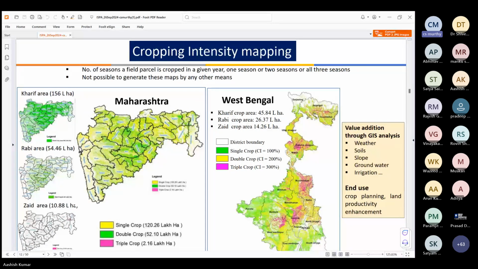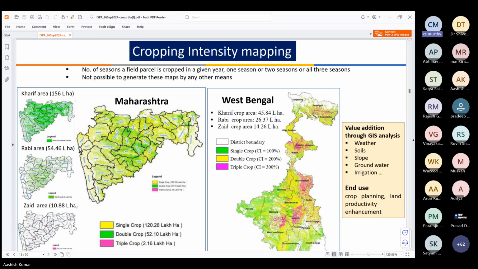So currently our national cropping intensity average is around 140%, whereas in some of the states the cropping intensity is very high. Here, what you are seeing is two states, where Maharashtra cropping intensity is almost on par with the national average of around 138 or 140, and West Bengal, where the cropping intensity is about 180 or so. So to increase the productivity of land, one is that we have to see that all three seasons are cropped. What is the scope for expanding the crops in all the three seasons?